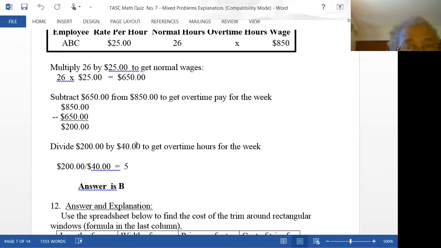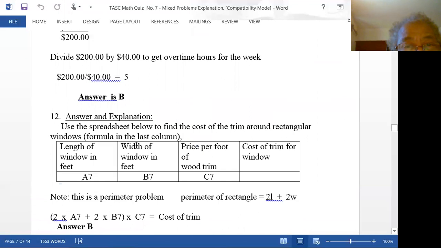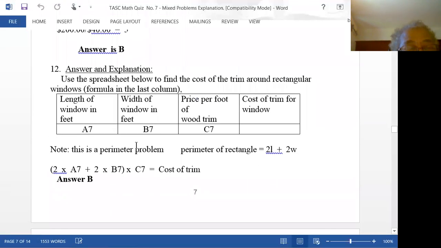Okay, let's go to number 12. Number 12 is a spreadsheet. We want to find the cost of the trim around a rectangular window. Now, this is a perimeter problem, and the perimeter of a rectangle is the formula here, 2 times the length plus 2 times the width.